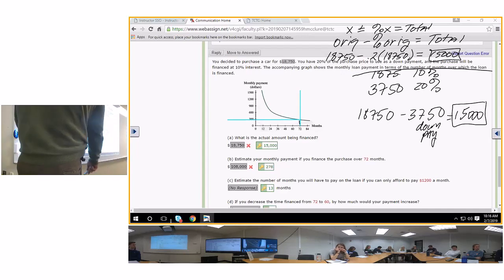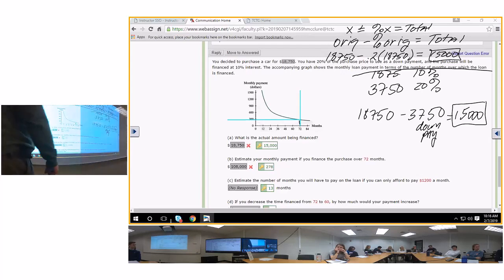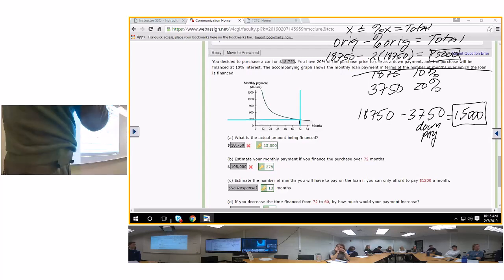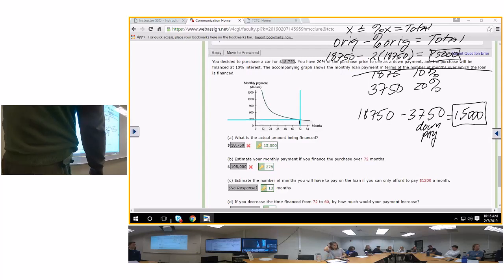So this is a dumb question. First of all, they don't give you any explanation. You have to have the formula. The graph is not detailed enough, not graduated enough for you to actually get it. I don't know how you got 108,000. Are you high or something?